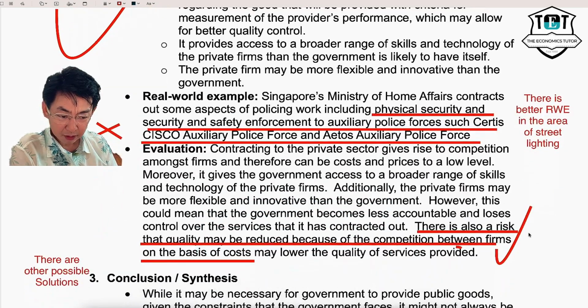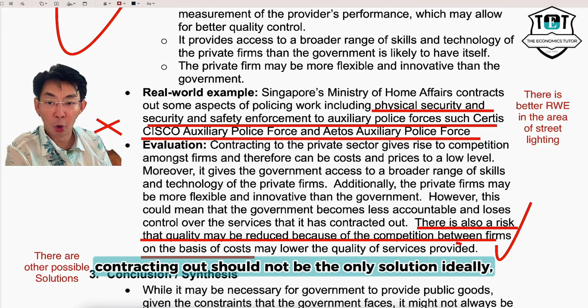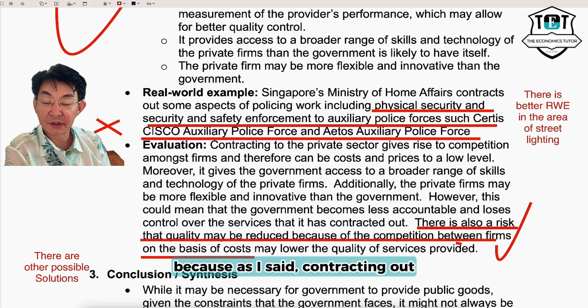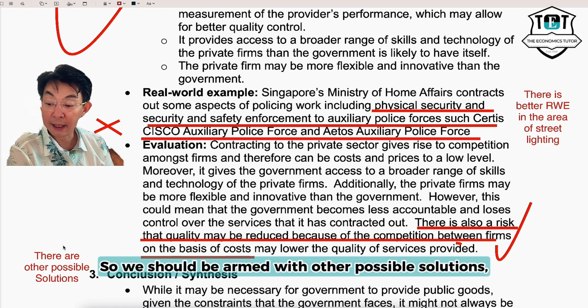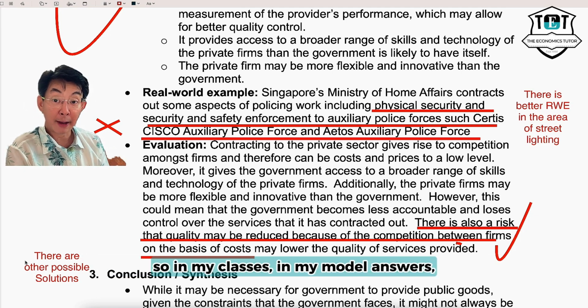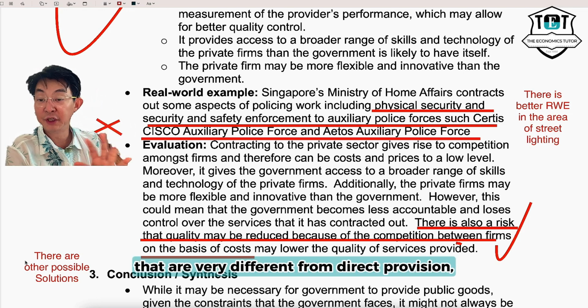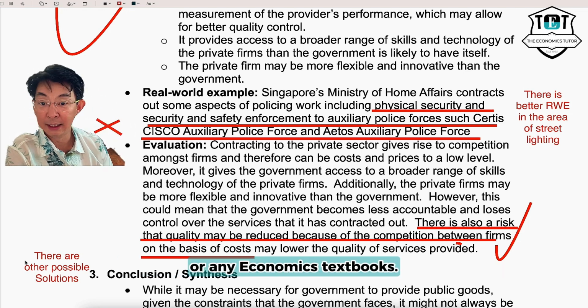Next, this is a good point. You can run through it yourself. Now, contracting out should ideally not be the only solution, because as I said, contracting out is a variant of direct provision. So we should be armed with other possible solutions. In my classes and model answers, I offer two other possible solutions that are very different from direct provision, and in fact, my answers are not easily found in IB textbooks or any economics textbooks.